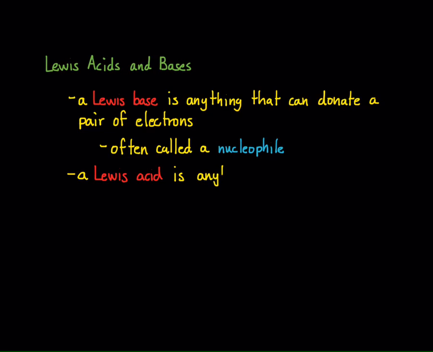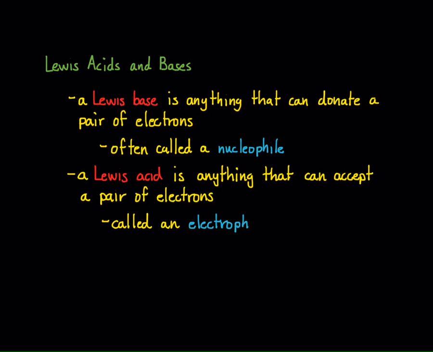Now, a Lewis acid is anything that can accept a pair of electrons. So Lewis acids have a much broader definition than the typical Bronsted acid, which can donate a proton. A Lewis acid is anything that can simply accept a pair of electrons. There are certainly Bronsted acids that are also Lewis acids, but there are many things in organic chemistry that aren't Bronsted acids but can still accept a pair of electrons. Because it can accept a pair of electrons, it's called an electrophile.